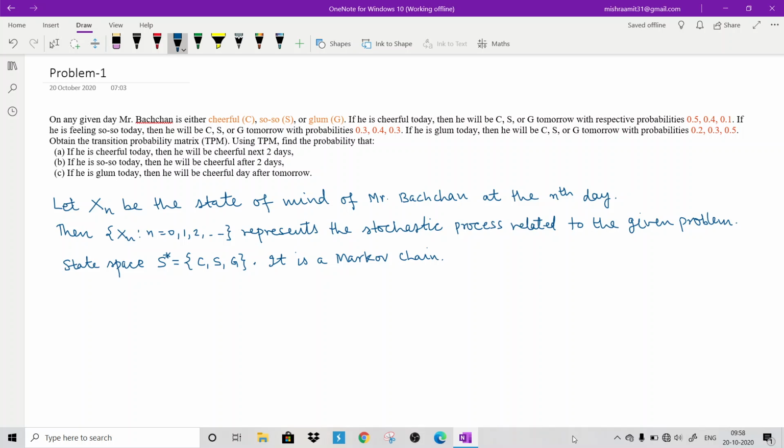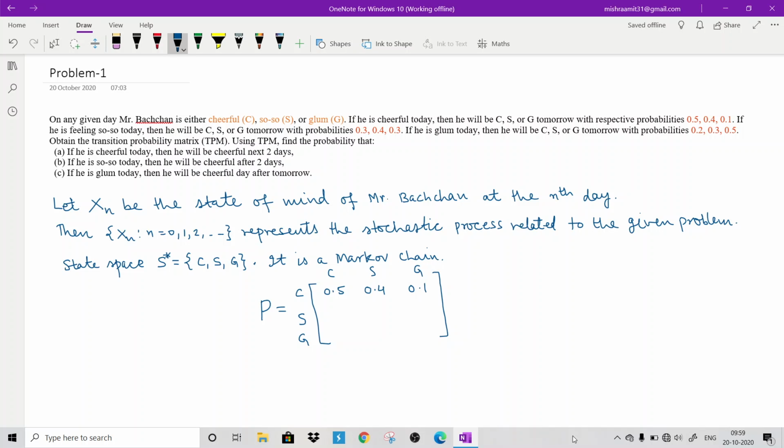Now we have to first find out the transition probability matrix. So what is that here? So P is, there are C, S and G. So if I put C, S and G here, what are the possibilities? If he is cheerful today, he will be cheerful, so, or glum tomorrow with respective probabilities 0.5, 0.4 and 0.1. So the probability will be 0.5 here, C to C, C to S it is 0.4 and C to G it is 0.1. So C is today's status and these C, S, G column-wise are tomorrow's status. So this is the one step transition probability from C to C, C to S, C to G.